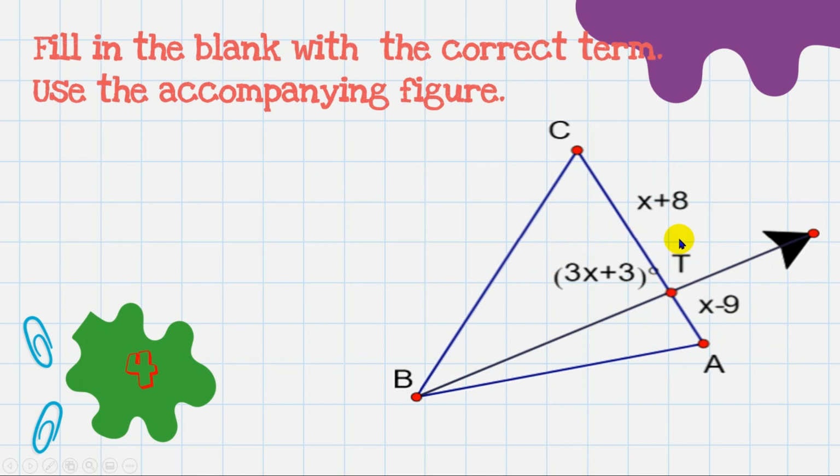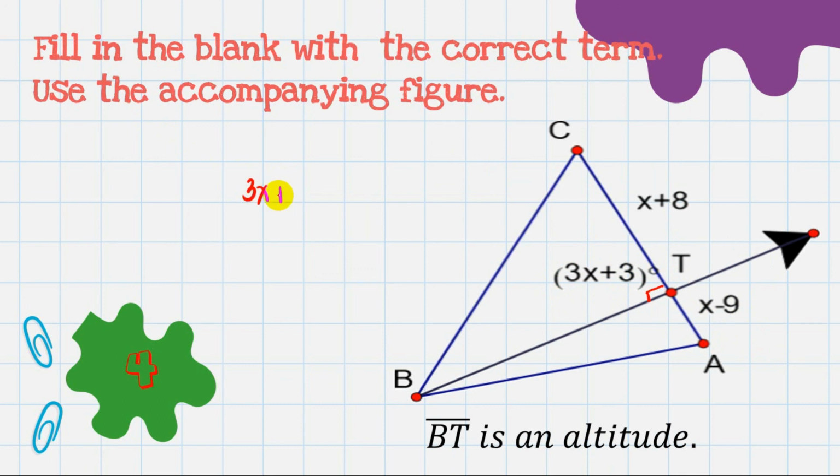So, dito po tayo mag-focus sa 3x plus 3 degrees. So, since ito ay perpendicular, BT is the altitude. So, altitude siya, perpendicular siya, may measurement po ang angle na ito. And that is 90 degrees. So, 3x plus 3 is equals to 90. Solve algebraically. We need the additive inverse of positive 3. That's negative 3. So, 3x is equals to 87.